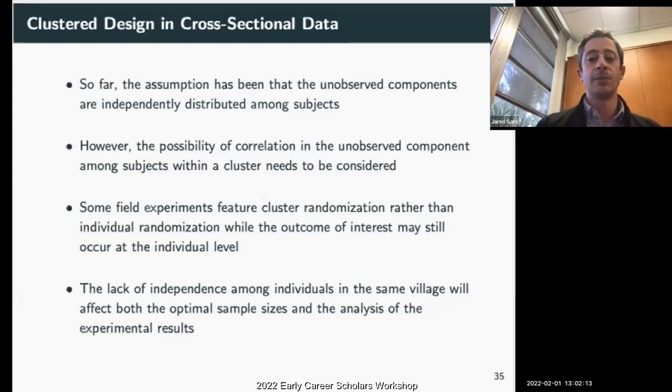Some experiments feature cluster randomization, in which clusters of individuals rather than independent individuals are randomly allocated to intervention groups. So under these cluster randomization trials, the outcome of interest we might observe at the individual level, so let's say the incomes of individual farmers, but the randomization occurs at the cluster group level. The randomization might occur at the village level, for example. So this implies that the unit of randomization is actually different from the unit of statistical analysis. And this lack of independence among individuals in the same lab session or in the same village affects both the optimal sample sizes and the analysis of our experimental results.